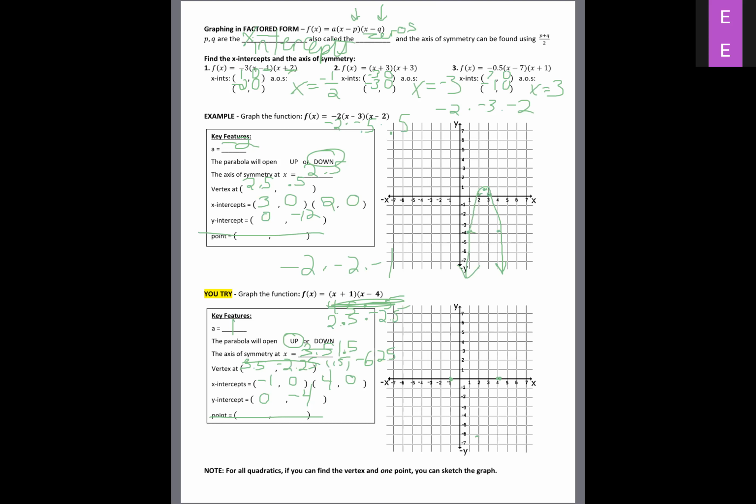All right, I don't know if there's another page. So let me erase all this.